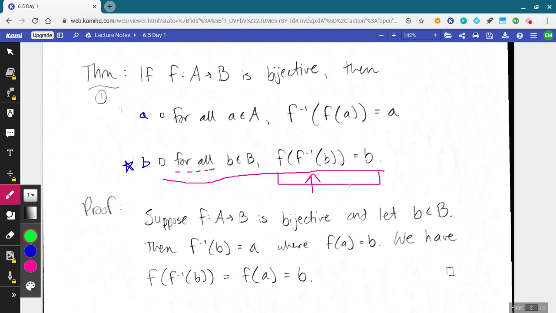And with that introduced, we can now go ahead and start working with this left-hand side of the equation. All right, f of f inverse of b, well, we can take f inverse of b and swap that out with what it equals, a. And then f of a, well, that equals b. All right, so with that, we've verified our equation and have shown what needs to be shown.